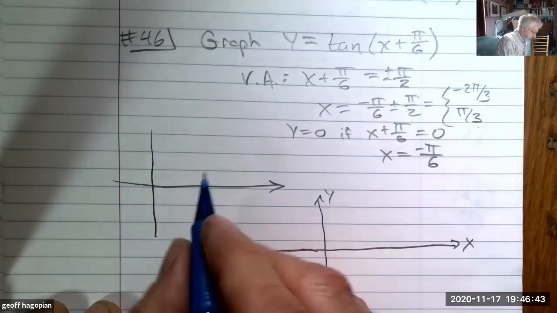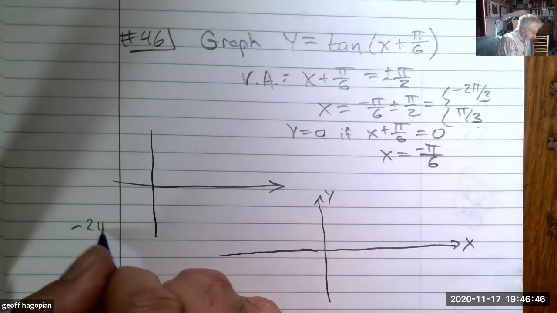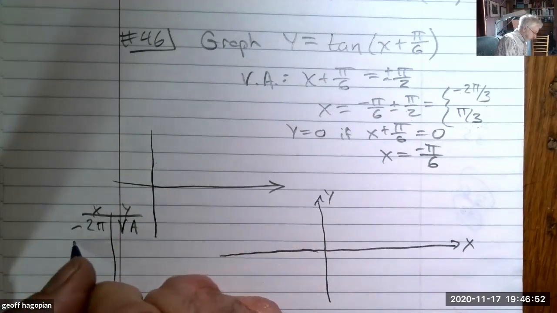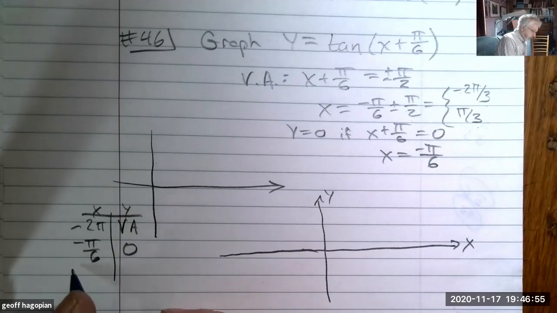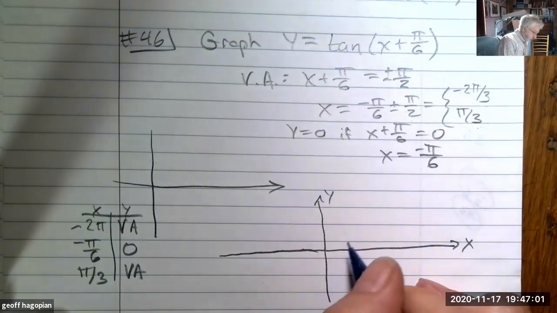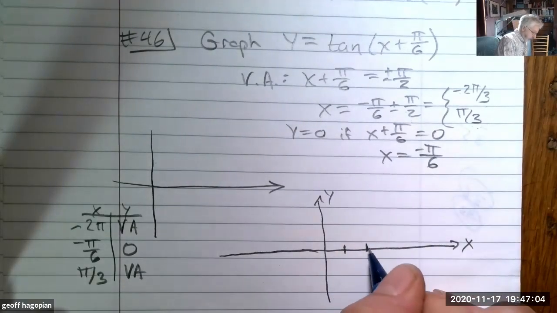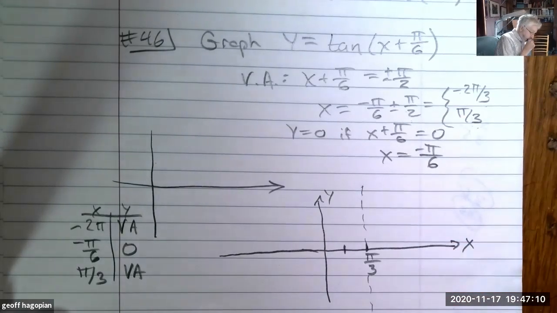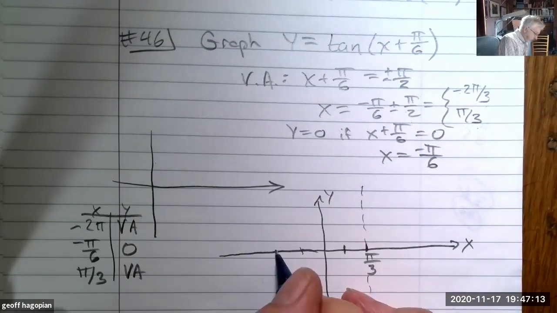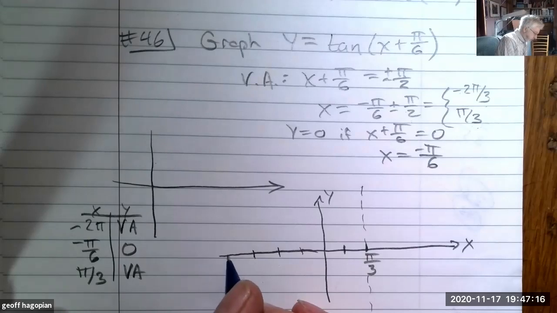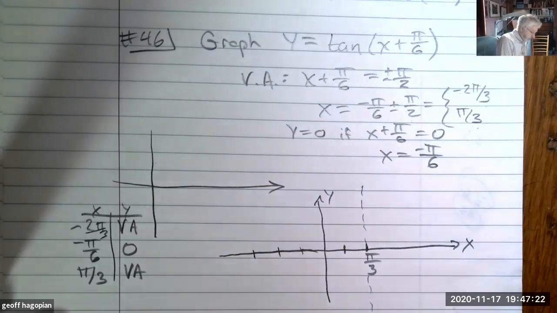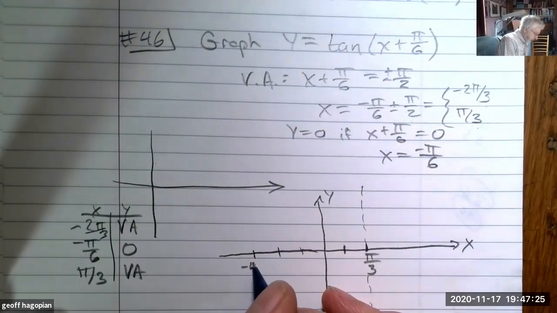So if I have a table of values, I'm going to say this is a vertical asymptote. Negative pi over 6 is 0. And we've got another vertical asymptote here. So if this is pi over 6, this is pi over 2, pi over 6 is pi over 3. And that's a vertical asymptote. So I'm drawing a dotted line. If I go negative pi over 6, negative 2 pi over 6, negative 3 pi over 6, negative 4 pi over 6. Sorry, this should be over 3. Negative 4 pi over 6, which is negative 2 pi over 3.